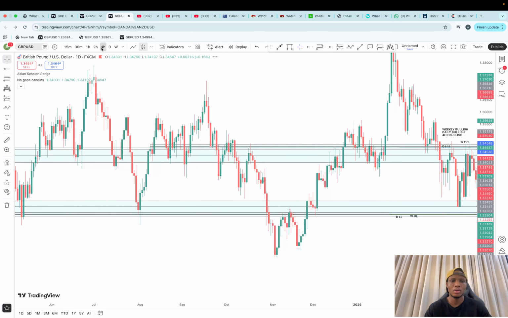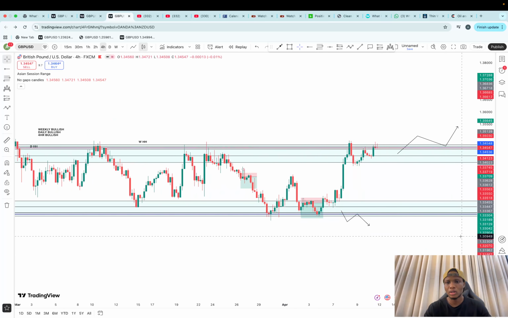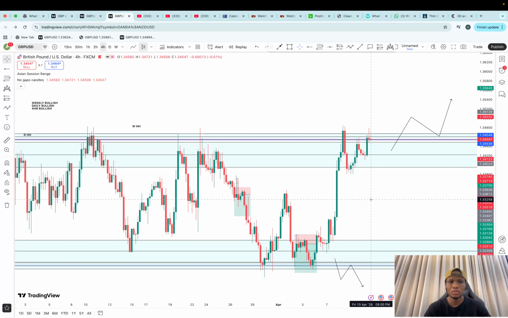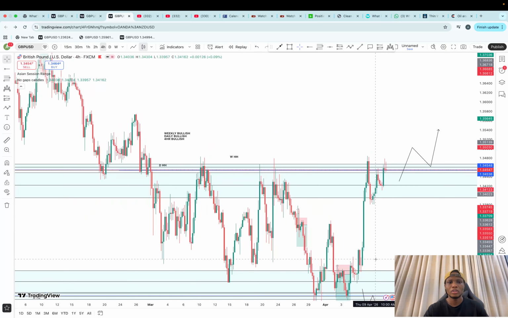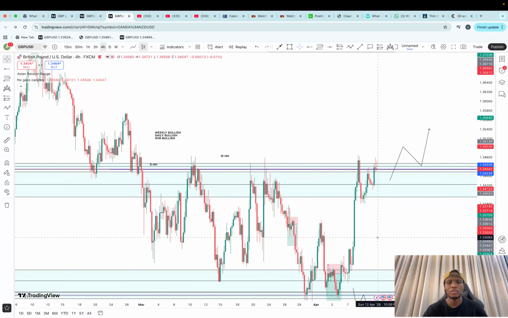So coming down to the 4 hour, we are also bullish on the 4 hour. This is our higher high, and it's been our higher low at the zone. So we are also bullish. The 3 time frames are bullish on GBP USD, so I'm looking to buy. What I'm waiting for right now is for this market to break out of the zone and give me a clear breakout. At the retest, I'll be looking to go in for a buy.